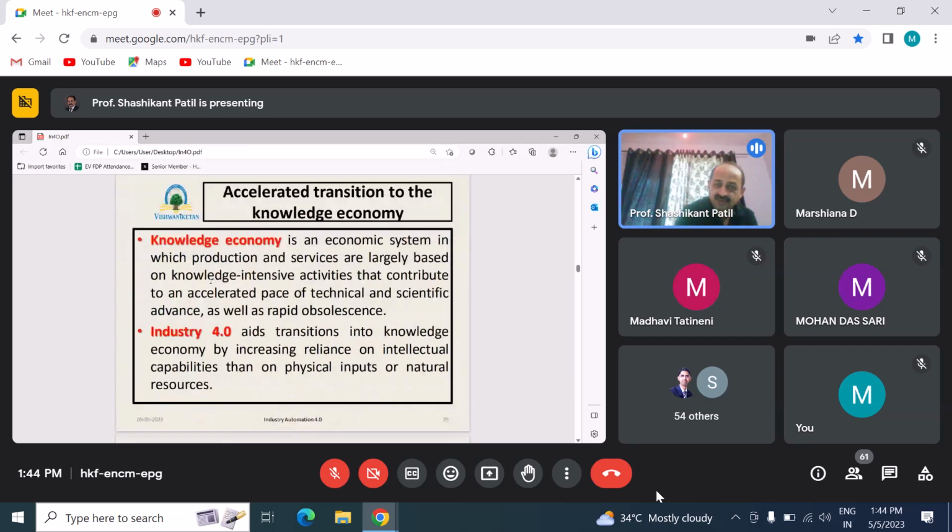Now, how is it helpful? It is nothing but an accelerated transition to the knowledge economy. We always speak about economy, so let me see what the knowledge economy is. Knowledge economy is an economic system in which production and services are largely based on knowledge intensive activities, and that contributes to an accelerated pace of technical and scientific advance, as well as rapid obsolescence. So this Industry 4.0 technology aids the transition into the knowledge economy by increasing reliance on intellectual capabilities.